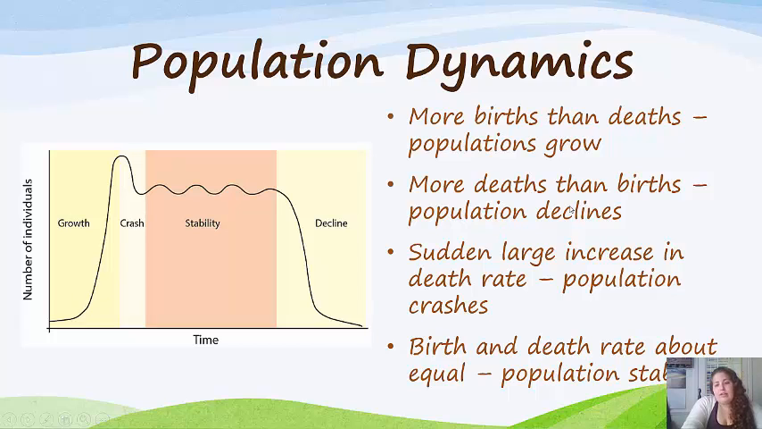When you have more deaths than births, you're going to be in a population decline or decrease. Now, a sudden large increase in the death rate, where you have a massive die-off of a lot of your population, is called a crash, and we have one right here, second from the left. This could be the result of a flood, or a drought, or a famine, or some type of natural disaster, something where the amount of resources are being affected so drastically that organisms can't survive.